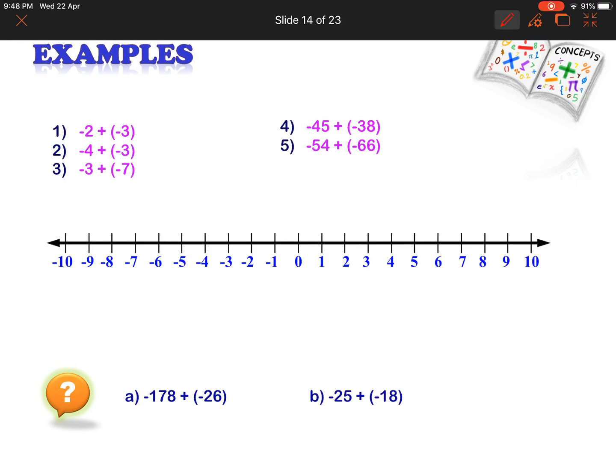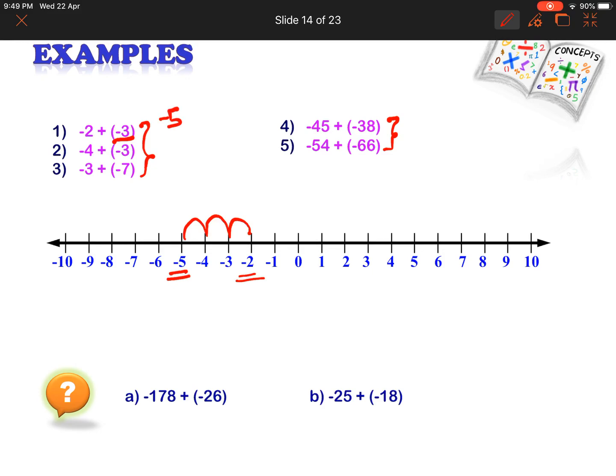First 3 examples, as usual, we will solve using the number line. The last 2 examples will be solved using the generic rule. Now the first example, -2 plus -3. Take -2 on the number line, and because we are adding a negative number, we will move towards the left, 3 units to the left, 1, 2 and 3, which gives us the answer as -5.